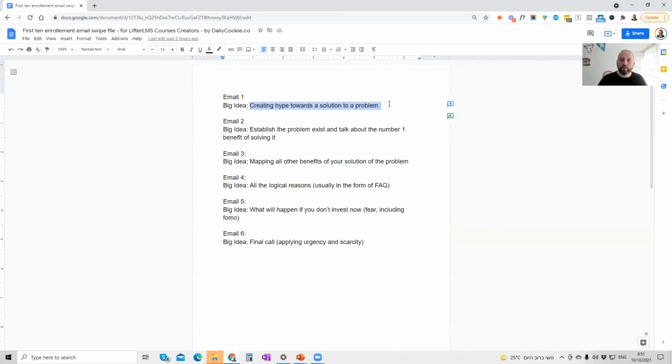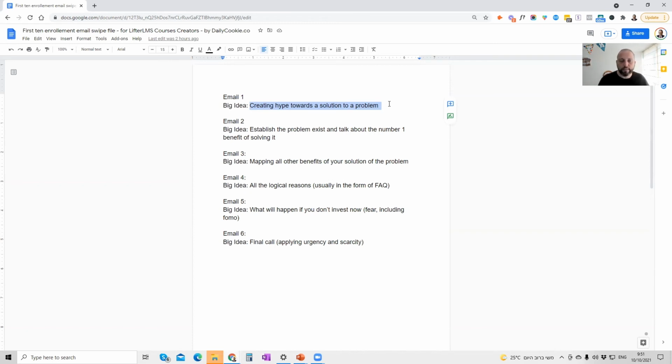Your mindset is always going to be that you want to solve problems in a certain industry, ideally in a certain micro niche. Go as micro as possible. Email 2 is going to be about establishing that the problem really exists and talking about just one benefit of solving that problem. And the CTA on the first email, there's no CTA, no call to action. On the second email, the CTA is: reply if this sounds interesting.